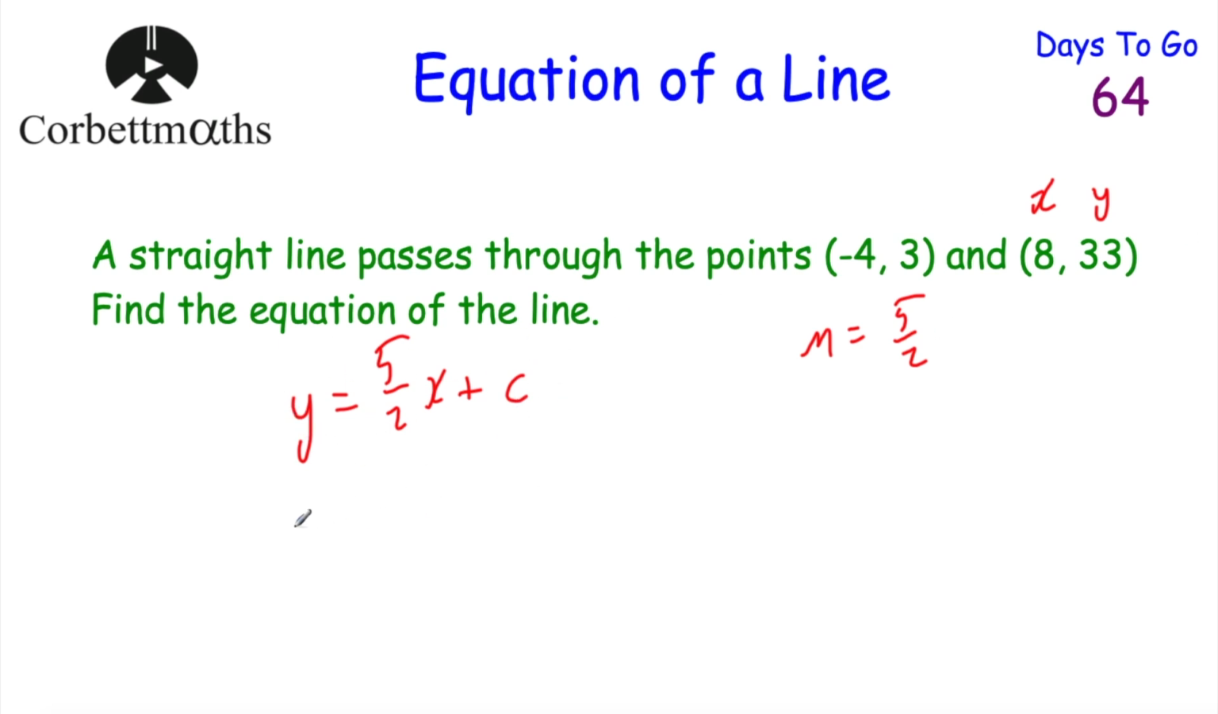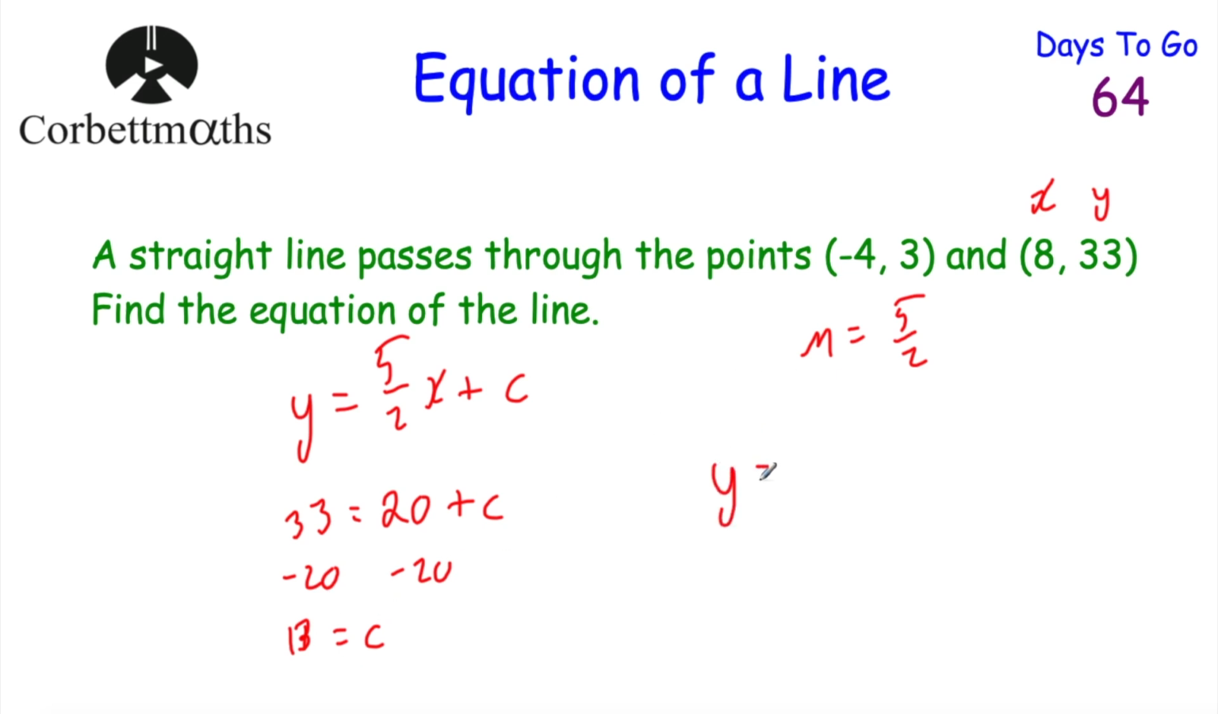So y is 33. So that's equal to 5 over 2 multiplied by x. That's 5 over 2 multiplied by 8, which is equal to 20. Or if you do 2.5 times 8, you get 20 as well. So that's equal to 20 plus c. And then if we take away 20 and take away 20, we get the 13. We get the 13 is equal to c. So c is equal to 13.